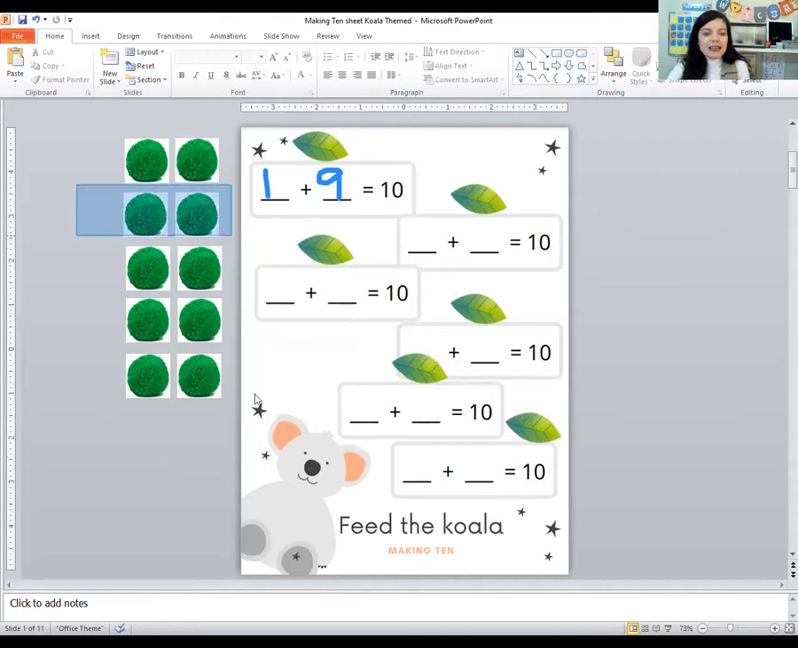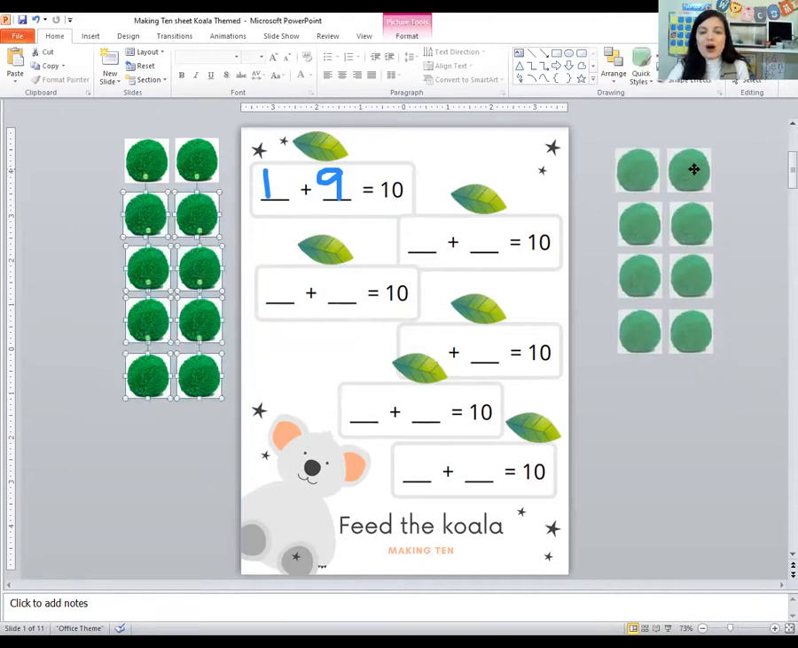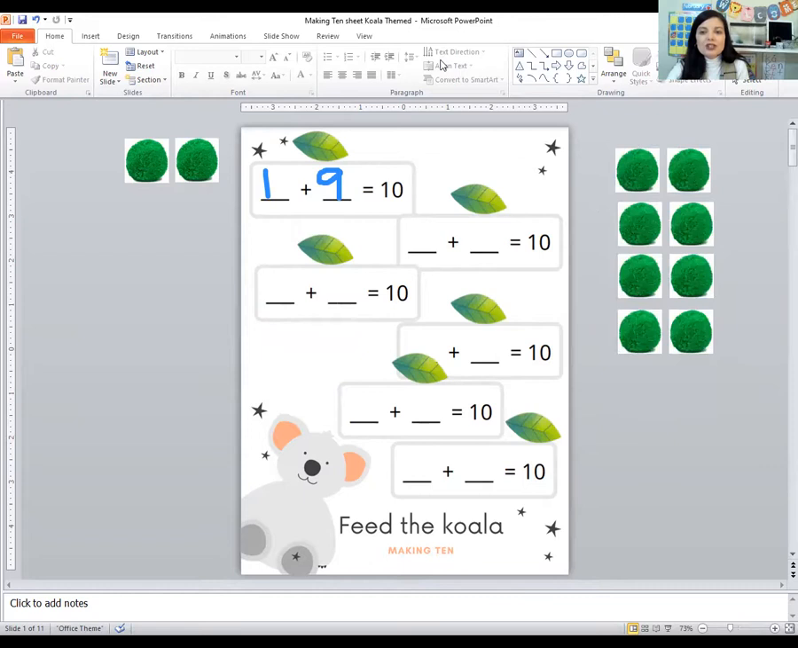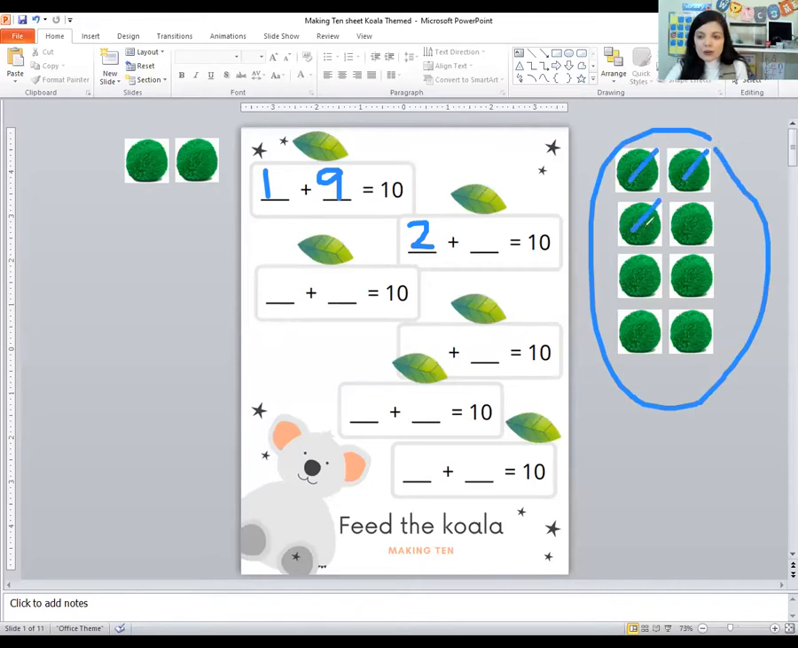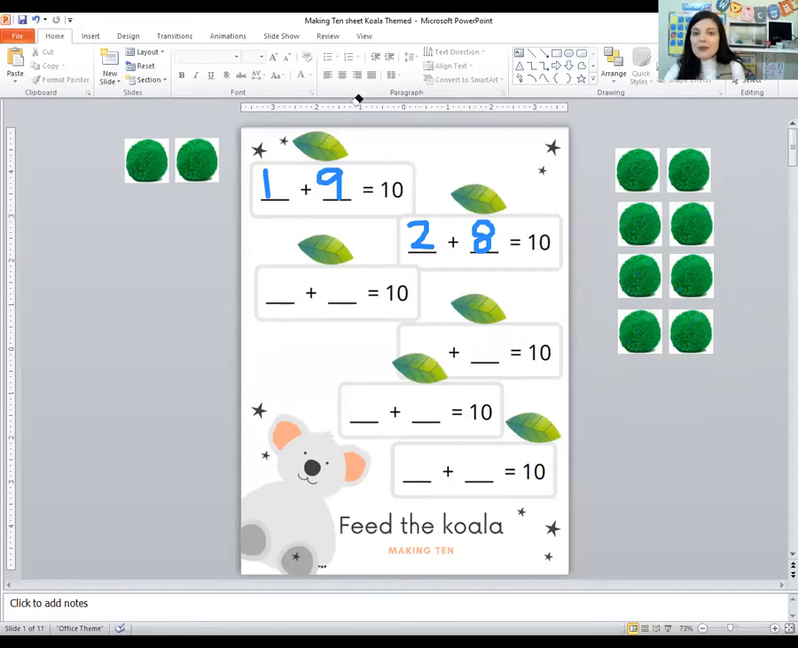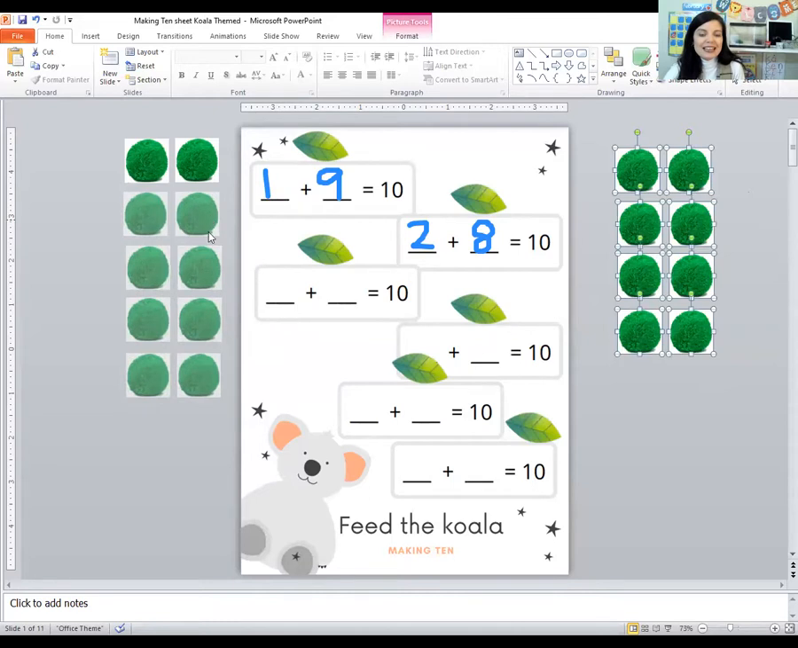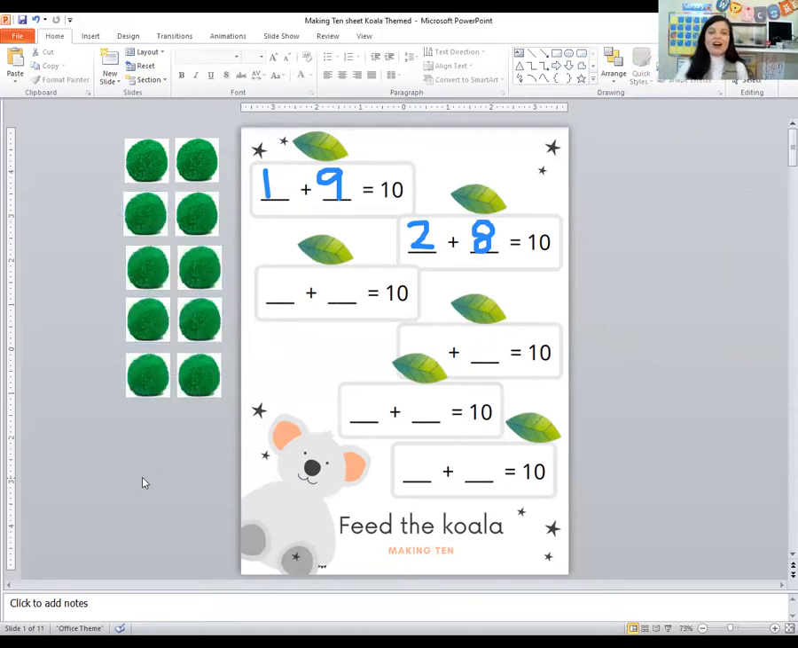This time, I'm going to leave 2 pom-pom balls, and I'll move all the rest over. So I have 2 pom-pom balls, and let's see how many are over here. 1, 2, 3, 4, 5, 6, 7, 8. So 2 pom-pom balls plus 8 pom-pom balls equals how many? 10. Remember, I didn't take any away. All 10 pom-pom balls are still here. Let me move them back over so you can see. Ta-da! See? There they all are.